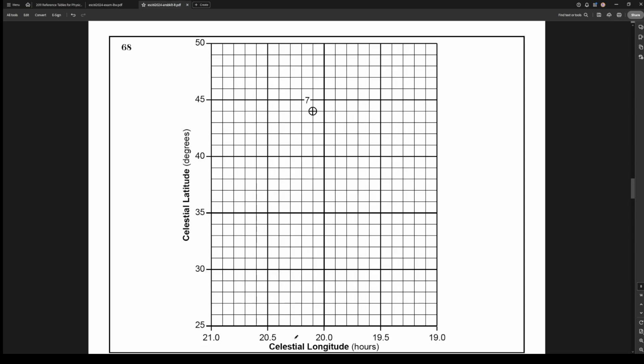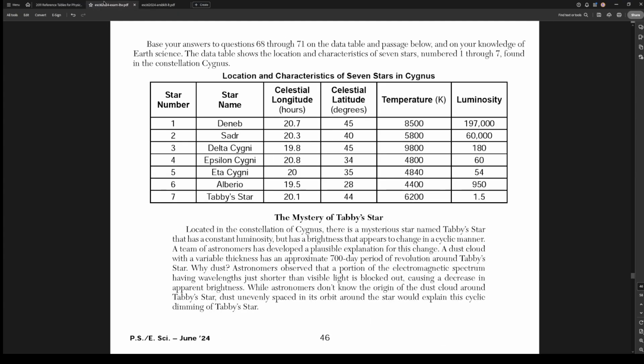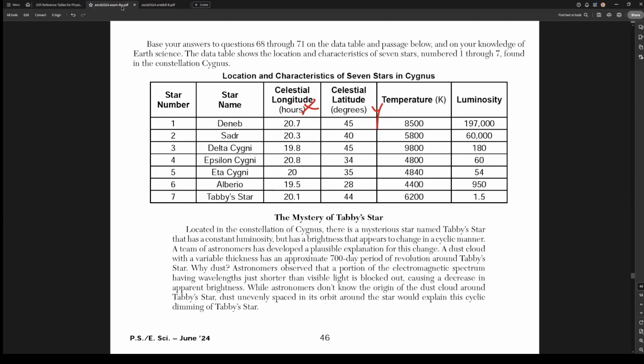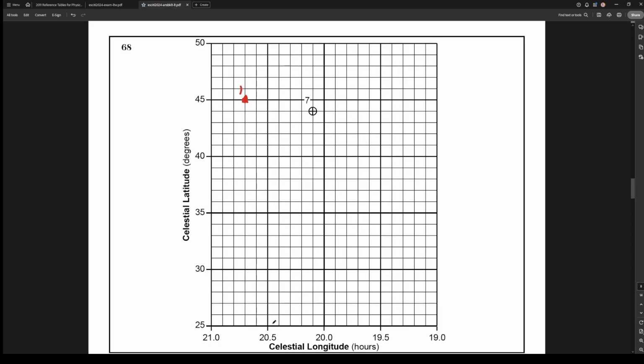So what do they want us to do here? We got longitude and latitude. So this is our X, and this is our Y. Okay, Deneb, let's go. 20.7, 45. 20.7 up to 45 is there. So we're going to put a dot and go 1. 2. 20.3, 40. 20.3, 1, 2, 3, 40. That's 2. 19.8, 45. 19.6, 78, 45. 3.